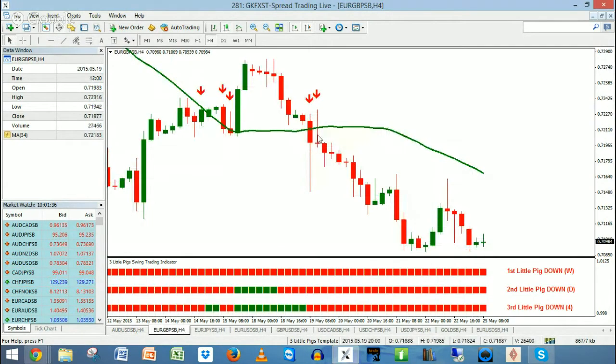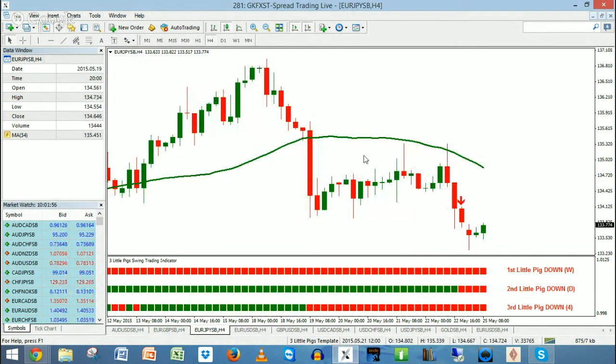EURGBP, we had a losing trade here, and we got back in on this candle close here. So if you're trailing the stop as per the 1-on-1, with an initial stop somewhere around about here, now you'll be in the money here with a trailing stop on EURGBP.